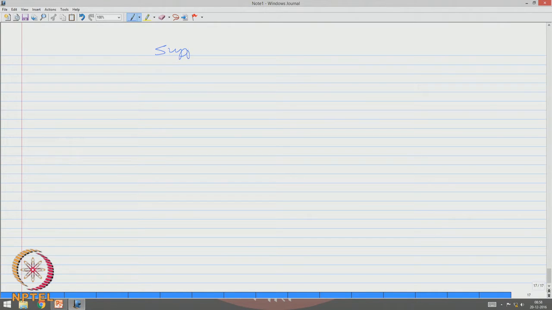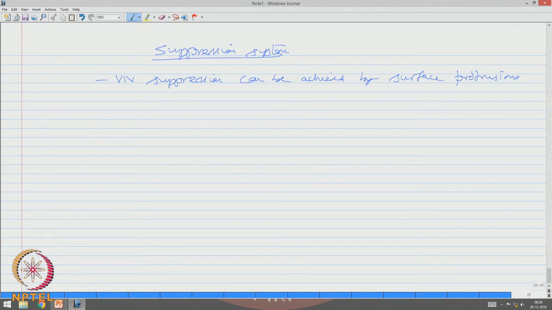Then suppression systems are proposed. It is interestingly seen that VIV suppression can be achieved by surface protrusions, by putting helical strakes, etc. Examples: helical strakes, but of course this will increase the drag.